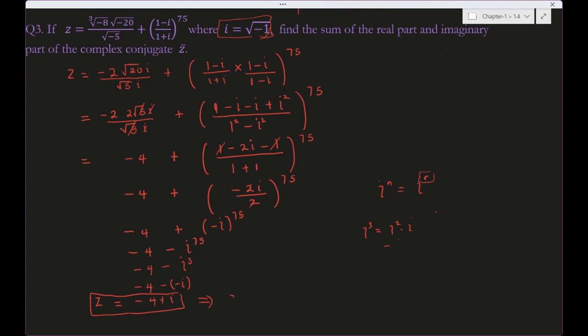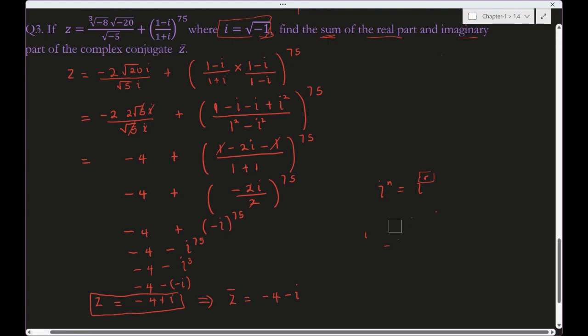So what does it mean? It implies that z bar, which is the conjugate, will be minus 4 minus i. If you have a complex number in standard form first, so this is the standard form, then now you talk about the conjugate. So the question asks us to find the sum, don't forget, the sum of the real part and the imaginary part of the complex conjugate, z bar.